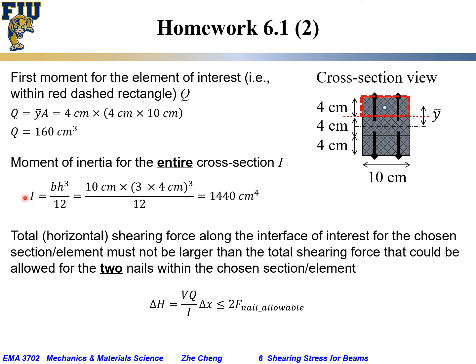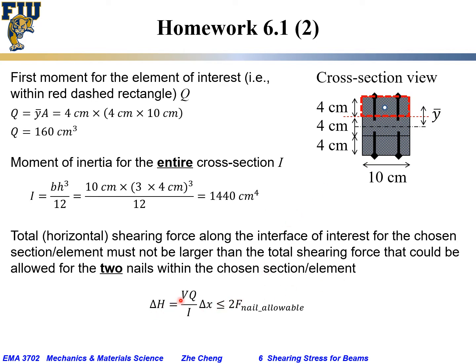Again, moment of inertia would have the unit of meter or centimeter to the power of 4. First moment would have the unit of centimeter to the power of 3, or meter to the power of 3. So then the total shearing force, specifically the horizontal shearing force between the chosen element and the remaining of the beam along the interface of interest, we said it will be this red dashed line. For the chosen section, we said it must not be larger than the total shearing force that could be allowed for 2 nails, one here, within the chosen section.